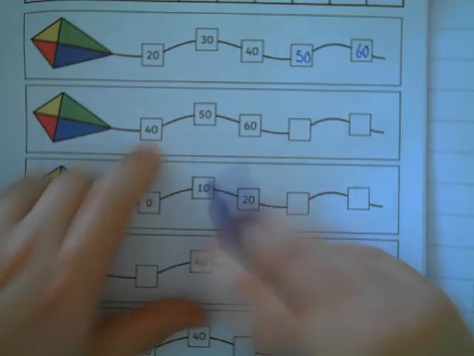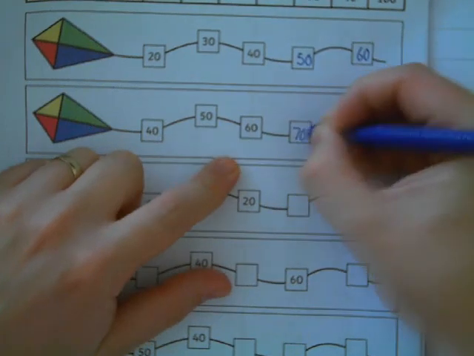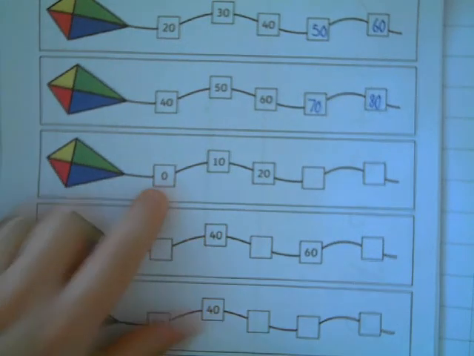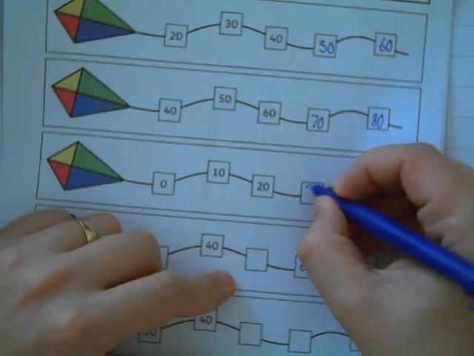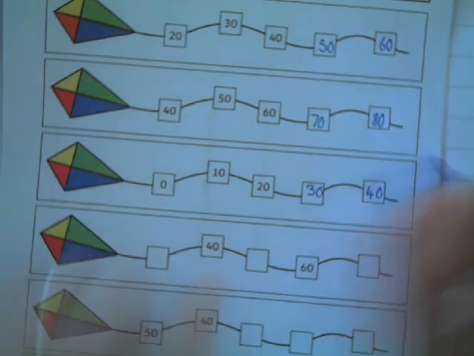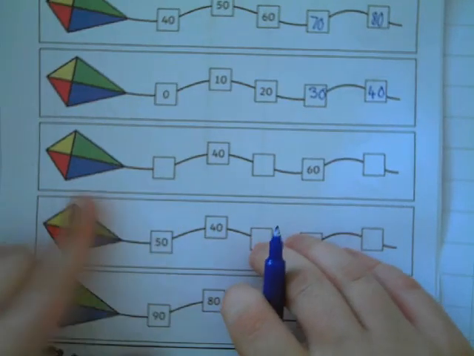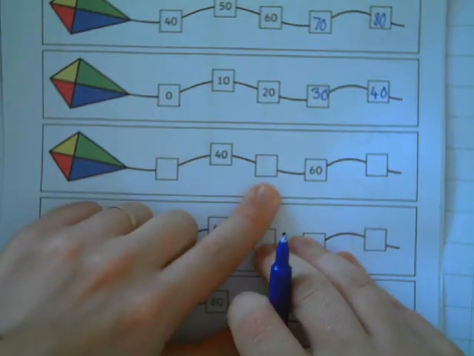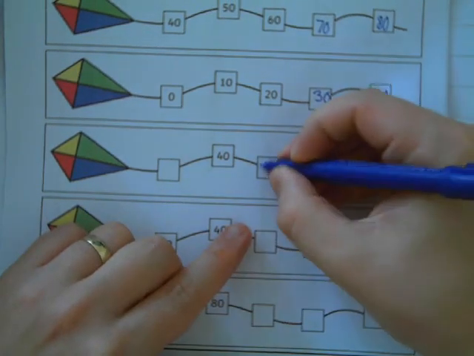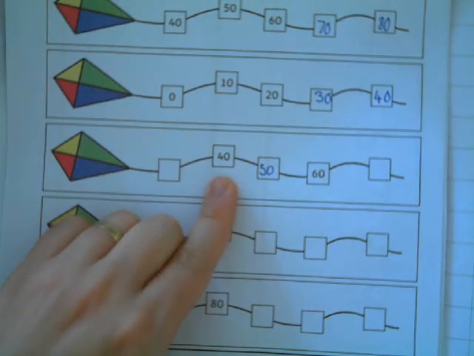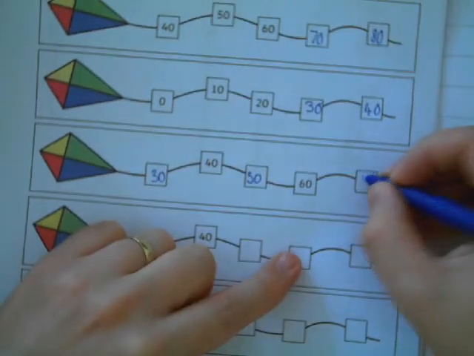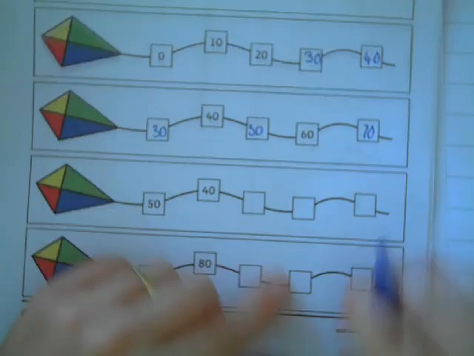Next one, 40, 50, 60, 70, 80. Next one, 0, 10, 20, 30, 40. Next one, something, 40, something, 60. Oh, well, it's a bit of a challenge, but I know that 50 comes in there. So before 40 must be 30, and after 60 must be 70. Okay, well done if you got that one.